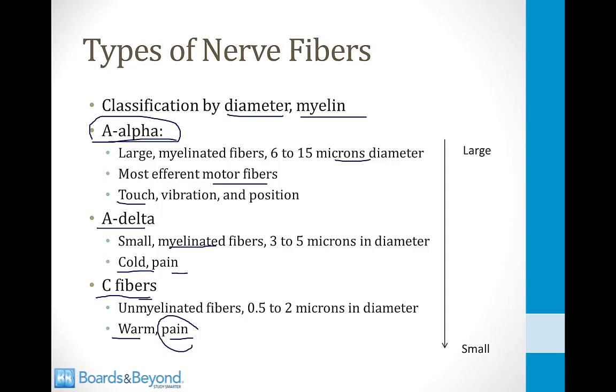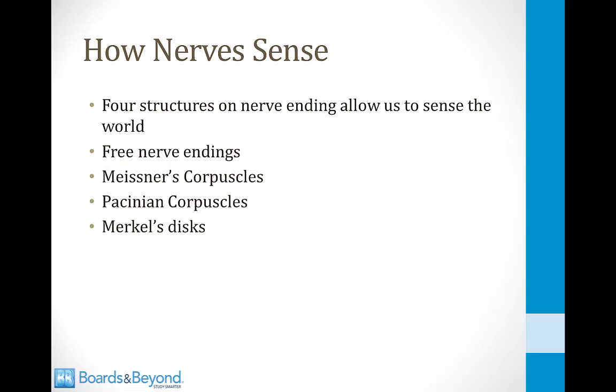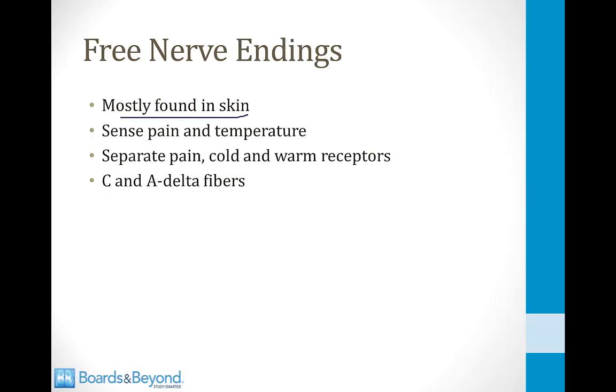alpha fibers. Okay, let's talk about how our sensory nerves sense the world, and there are 4 structures on nerve endings that allow us to sense the world. These are called the free nerve endings, Meissner's corpuscles, Pacinian corpuscles, and Merkel's discs, and we'll talk about all these now. So free nerve endings are mostly found in skin.